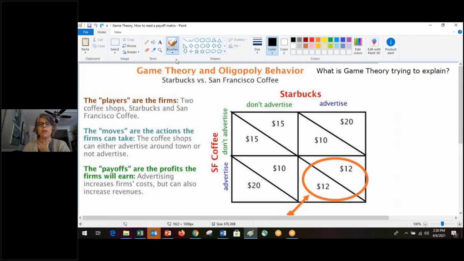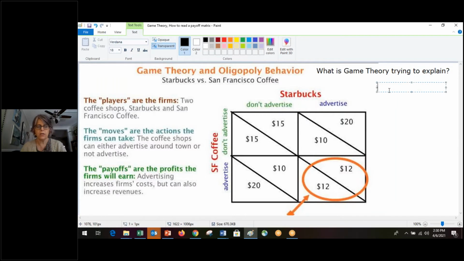Now, I want to talk to you about what a dominant strategy is. It's one of your study guide questions, but it also just makes sense. A dominant strategy is a strategy that you would pursue regardless. If you have a dominant strategy, you have one choice that, regardless of what the other person chooses, is going to be your best strategy.